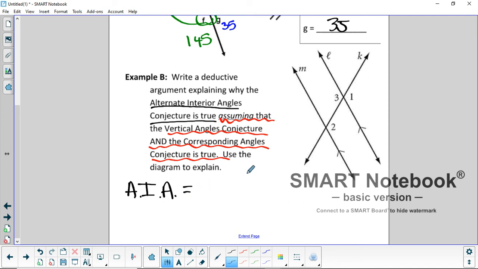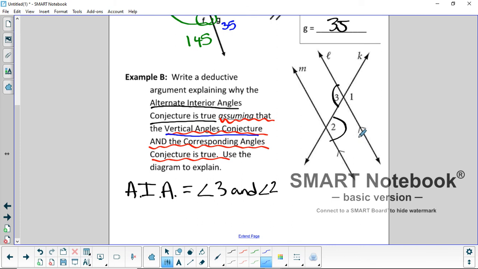Those alternate interior angles would be something like 3 and 2. They are on opposite sides of the transversal, and they are inside the parallel lines. So this would be angle 3 and angle 2. Now, we need to prove that those two are the same size using the fact that we have vertical angles that are the same size.